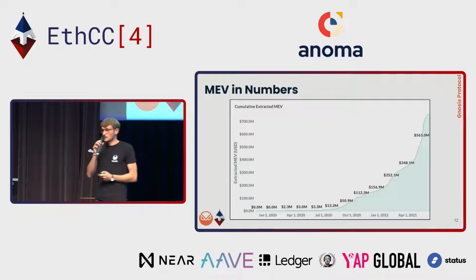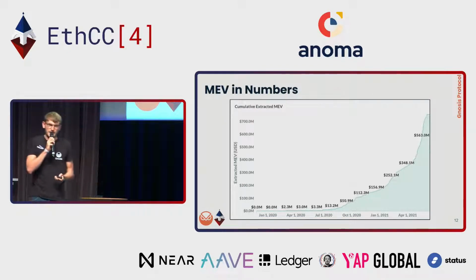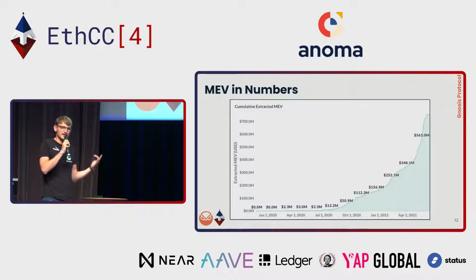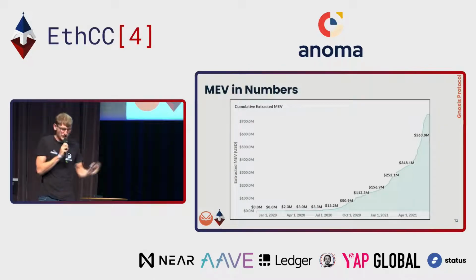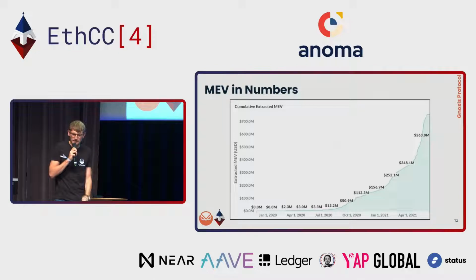MEV is becoming a bigger and bigger topic. This graph is taken from the Flashbots team, which is doing tremendous work in democratizing and visualizing MEV, making sure that we as a community understand the problem and start reacting, rather than thinking, oh, well, as long as nobody exploits us, we are fine, we can keep building protocols that are prone to MEV. On this graph, you can see that in the year 2021, we've seen an exponential growth in the amount of value that is being extracted from traders by miners.